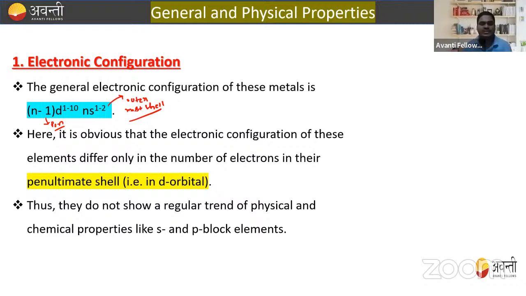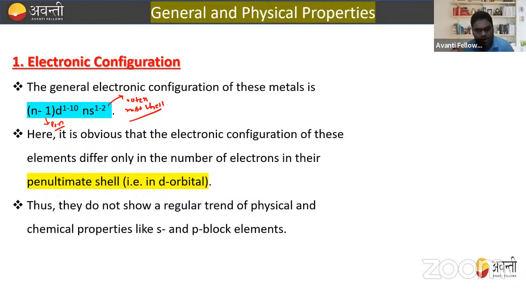Right. Here it is obvious that the electronic configuration of these elements differs only in the number of electrons in their penultimate shell, that is the d orbital, because in ns they have either 1 or 2 electrons, so they are already the same. Thus they do not show a regular trend in physical and chemical properties like s and p block elements. So they show some irregularity compared to s and p block elements.